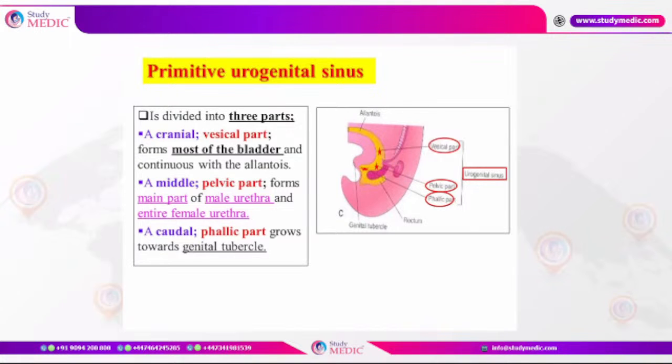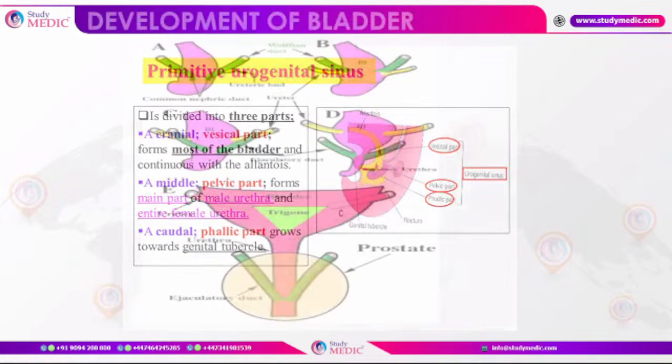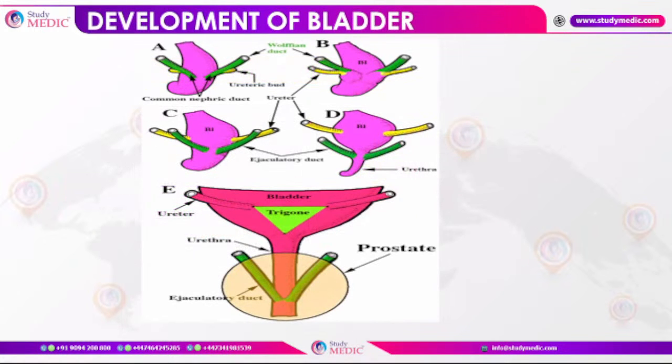So this is the importance of knowing about the urogenital sinus. As we understand the development of the bladder, the main area is from the urogenital sinus.